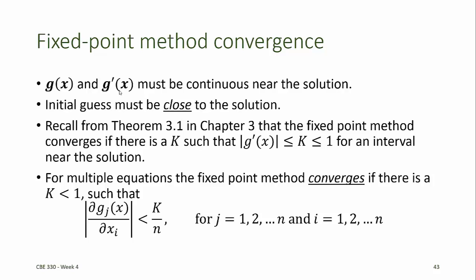Recall from Theorem 3.1 in Chapter 3 that the fixed point method for a single equation converges if there is a constant k less than 1 for which the absolute value of the derivative of g near the solution is less than k. For multiple equations, we have a similar constraint, but it's even more strict. In this case, the absolute value of each of the partial derivatives of g with respect to each of the unknowns x must be less than k divided by n for a system of n equations and n unknowns.